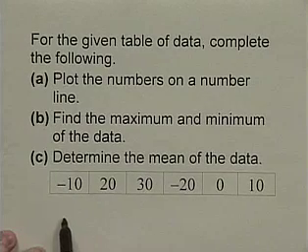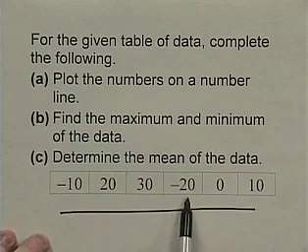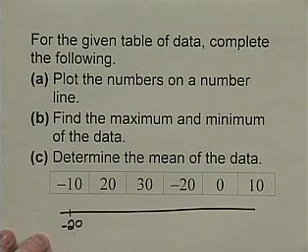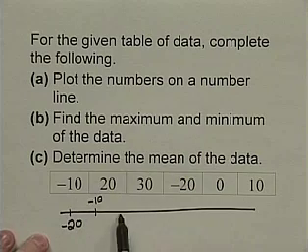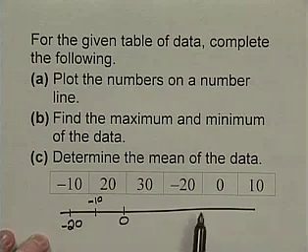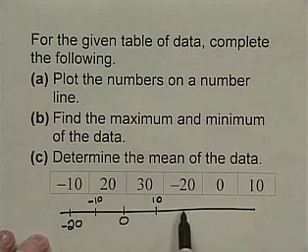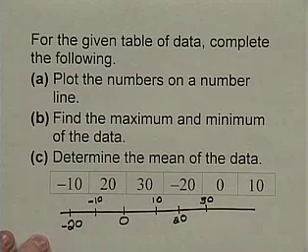So let's draw a number line. -20 is the lowest number, so it'll be here. Then we have -10, 0, 10, 20, and 30. So that's A. We've plotted these numbers on the number line.